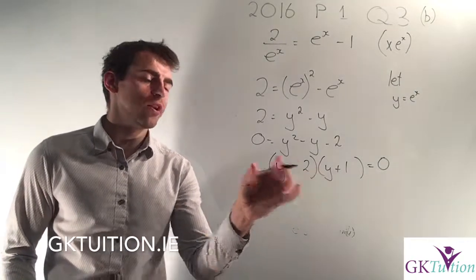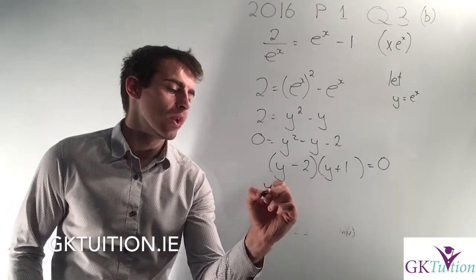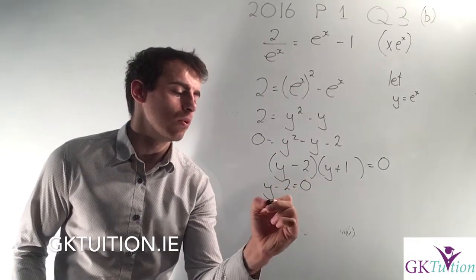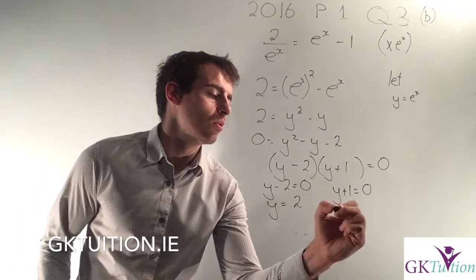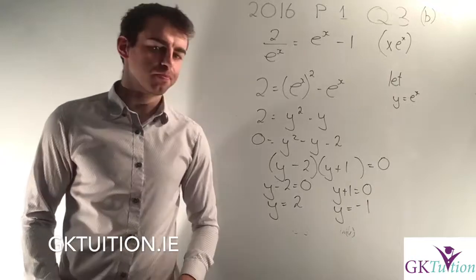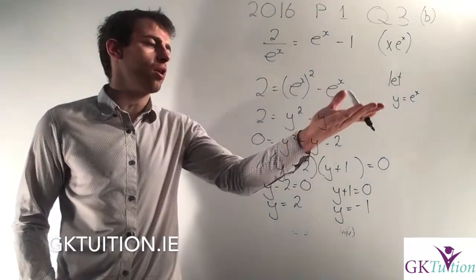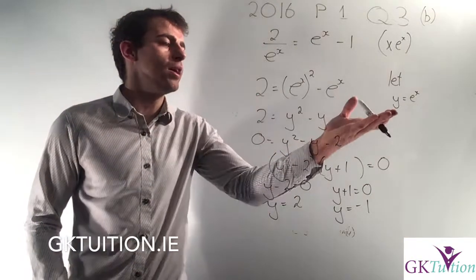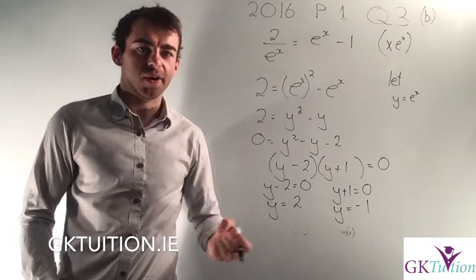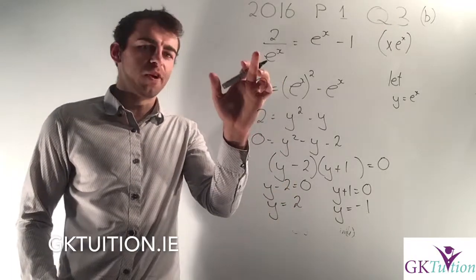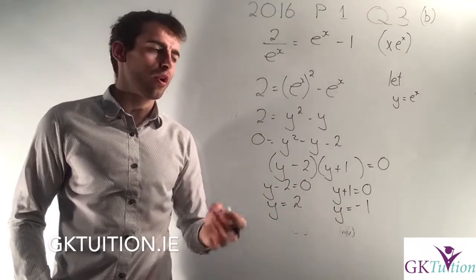Once I have my factors, I now want to solve it. In order to solve it, I let each bracket equal 0. So y minus 2 equals 0, which means y equals 2. And y plus 1 equals 0, which means y equals minus 1. But remember, I have no interest in y, because I just plucked y out of my head. Y wasn't in the question, so it's no use to me to find the value of y. What I want to do is find the value of x. So I need to continue on and go further.